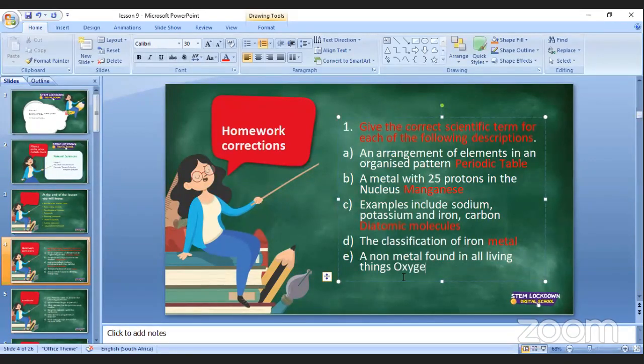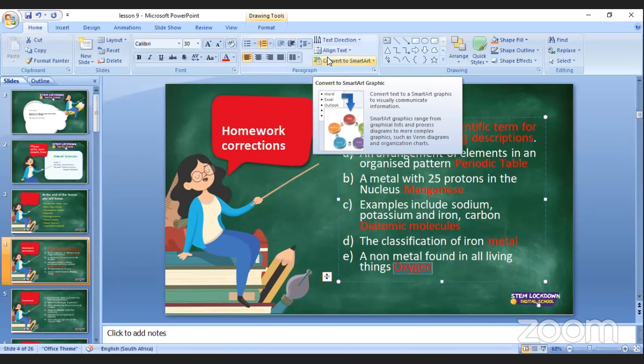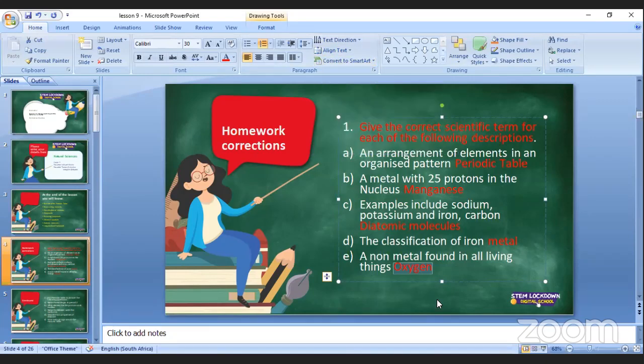Oxygen. I hope I'm not moving too fast, grade 9s. Any questions? Grade 9s, any questions? I'm looking for any hands up, any questions. You can type on your chat box there if you've got any questions concerning the first part of our homework. There are no questions. I'm moving on. Can I move on, grade 9s?